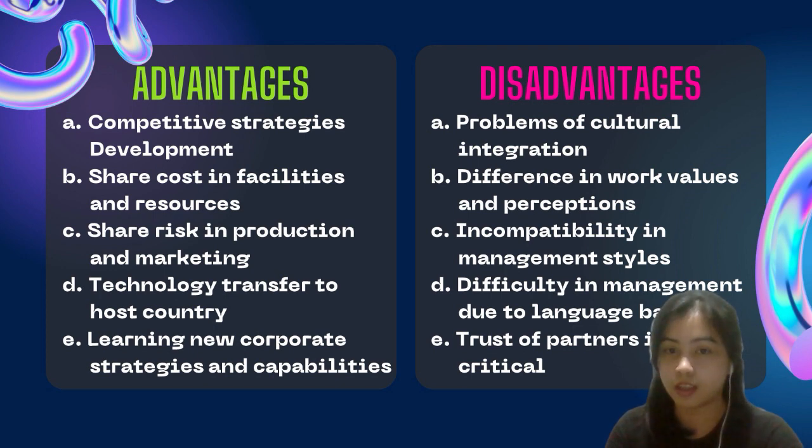Third, alliances allow firms to distribute production and marketing risk among partners, minimizing individual exposure. This risk-sharing mechanism provides a safety net in volatile international markets. Fourth, partnerships facilitate technology transfer, contributing to the host country's technological advancement. This mutually beneficial exchange enhances the global competitiveness of the alliance. Lastly, collaborative efforts expose firms to new corporate strategies and capabilities, fostering continuous learning and adaptation. This dynamic learning process contributes to long-term strategic competitiveness.